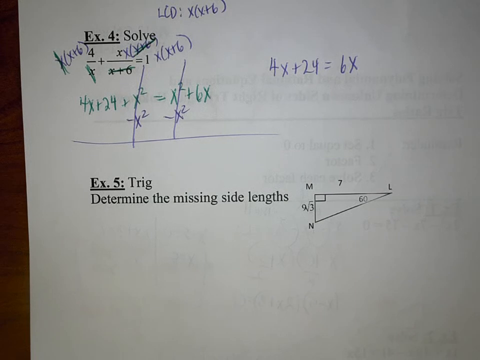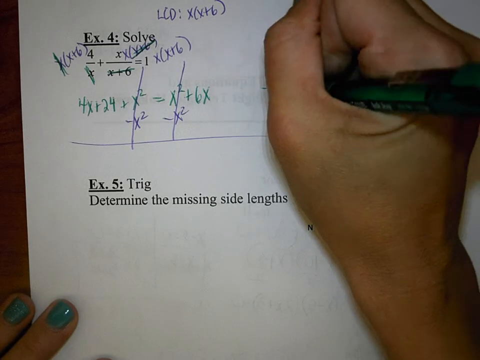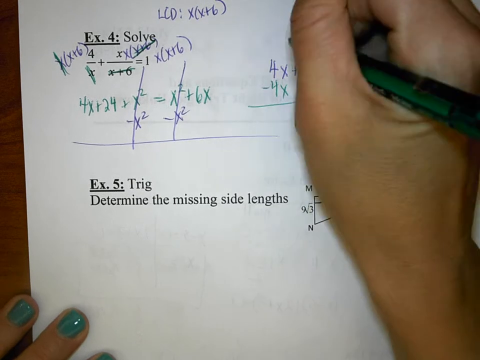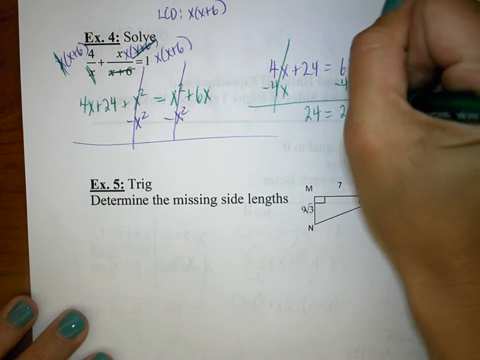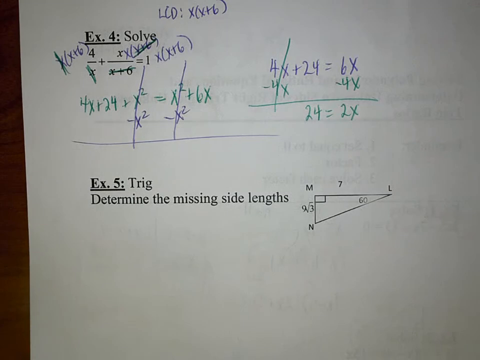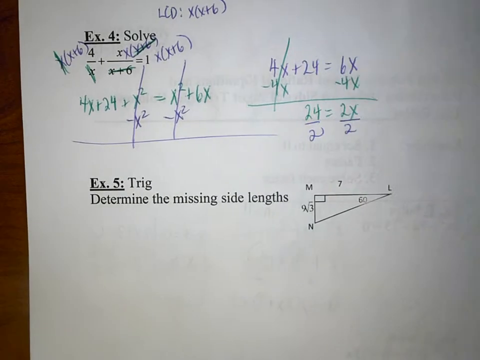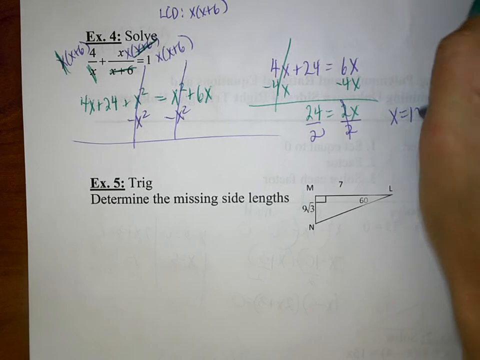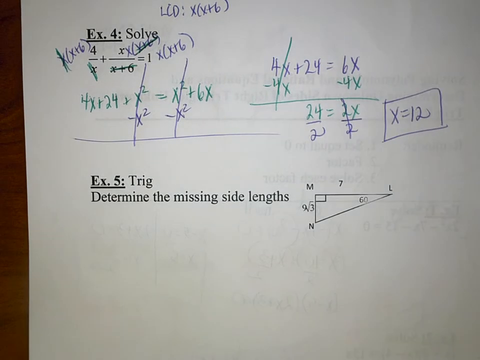Am I going to end up factoring this one? No, why not? There's no x squared term. So all we're going to do is solve for x. So what should I do then? Very good. Subtract 4x. So now I have 24 equals 2x, and then my last step would be to do what? Good. Divide by 2. And so x equals 12. Are we good? Yes?